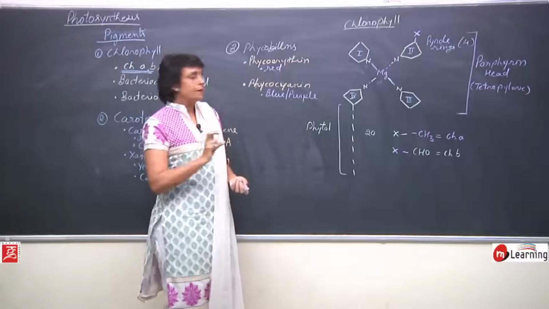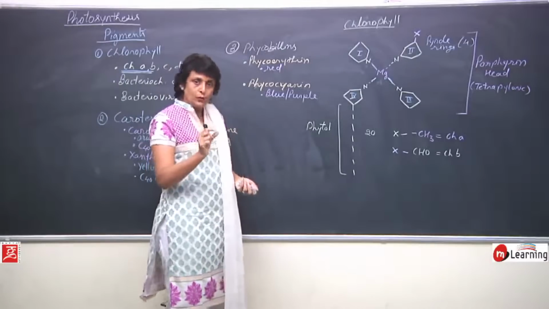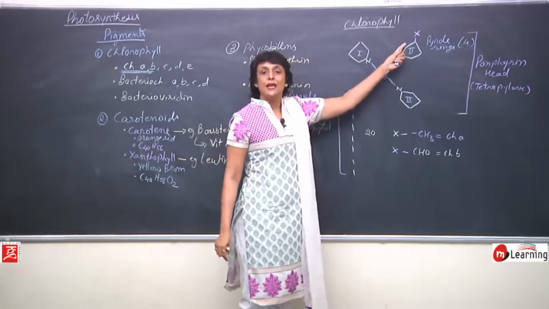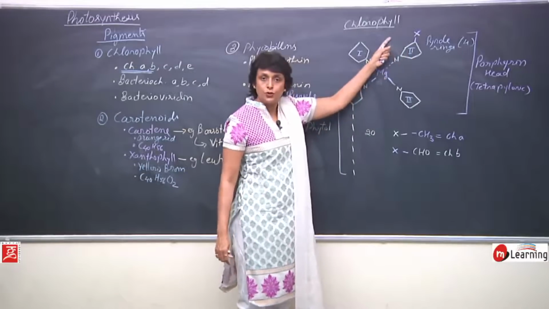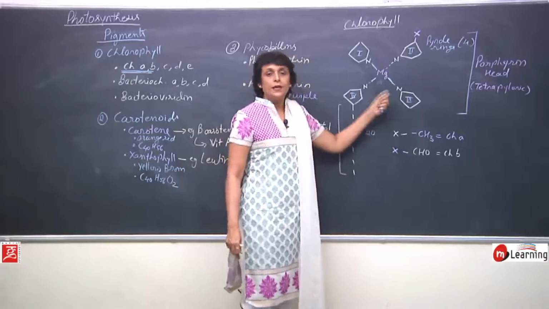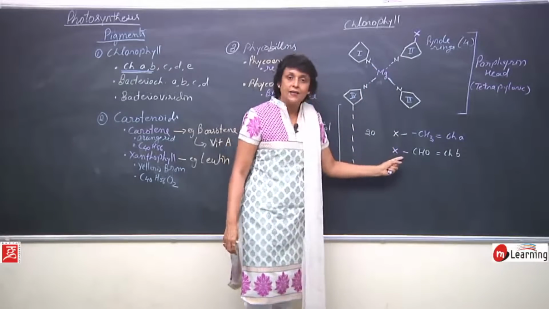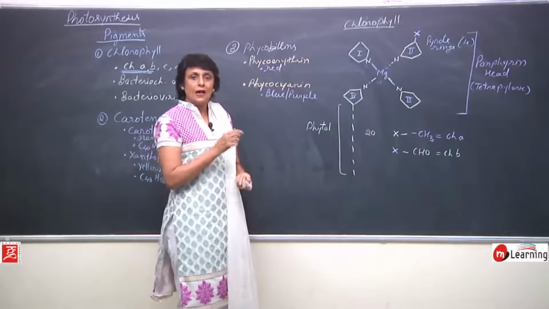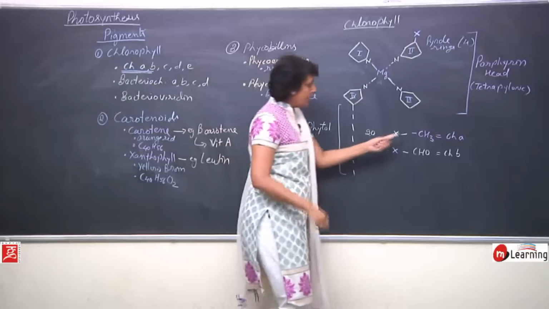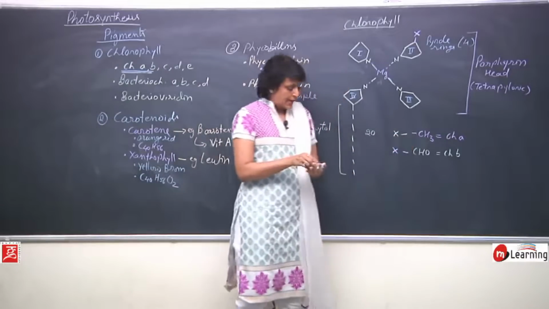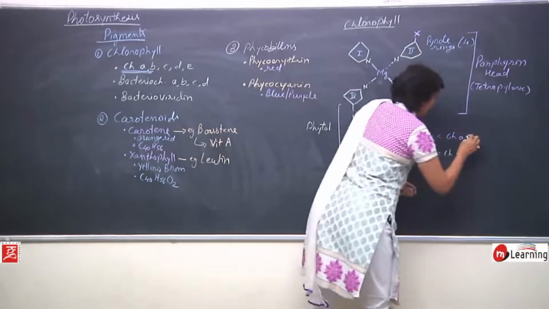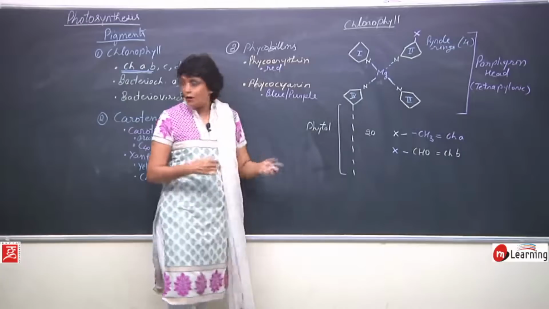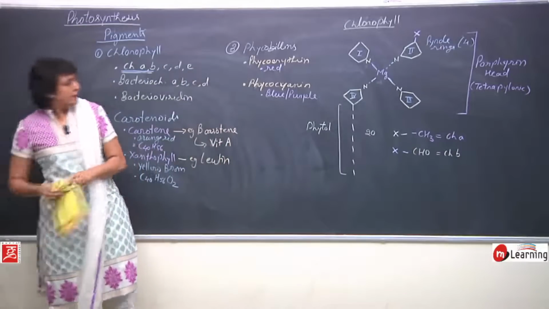So, the basic difference between A and B is only one, rest complete structure is same, and that difference is position X difference. What is at X position? If it is a methyl group, it is chlorophyll A. If it is an aldehyde group, then it is chlorophyll B. Chlorophyll A and B also have some more differences, like chlorophyll A in its natural color. Let us make that difference in the column form so that it is better.